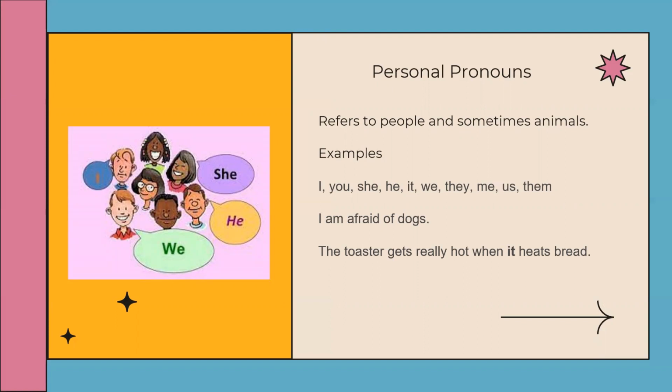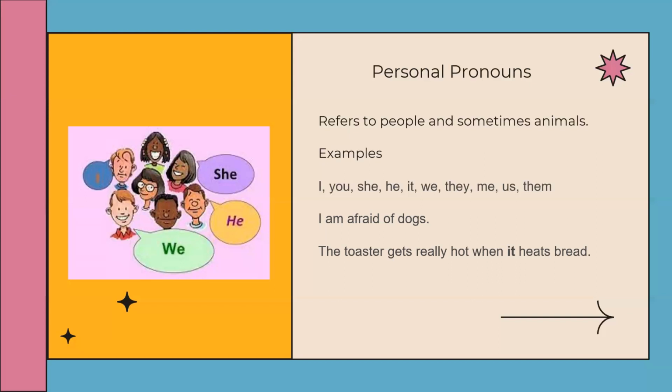So instead of repeating the word toaster, I would be increasing the boredom for the readers, or not allowing the readers to get drawn to what I'm writing. I can use the pronoun in order to avoid that kind of distraction for the readers, and that makes it easier for the readers to understand. So I'm using the personal pronoun it over here in order to represent the word toaster.